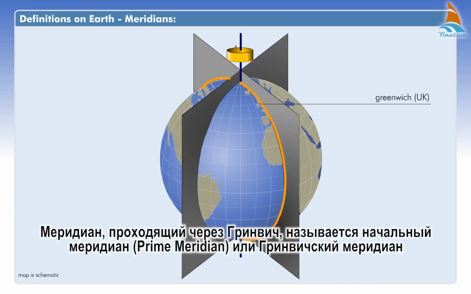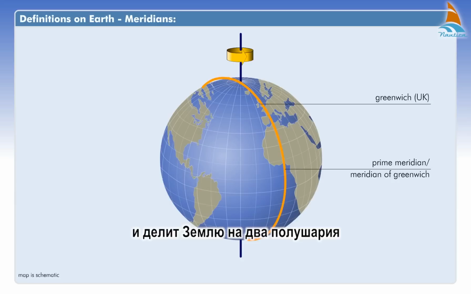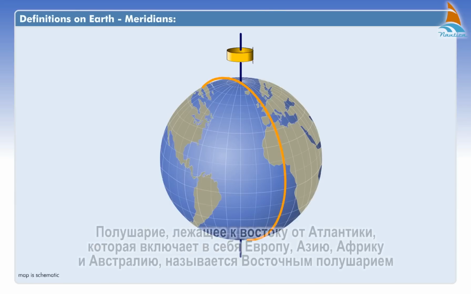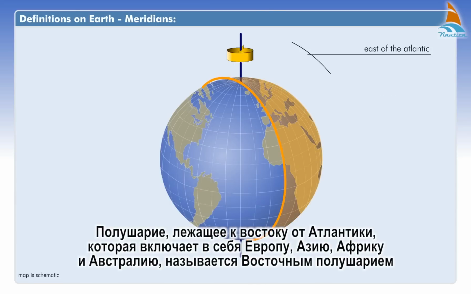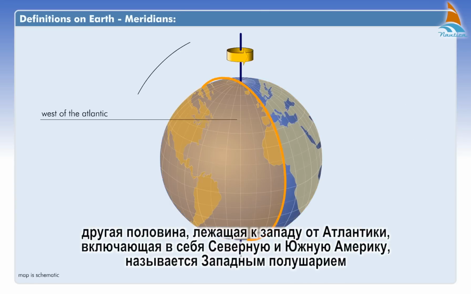The meridian that passes through Greenwich is called the prime meridian or Greenwich meridian, and this divides the Earth into 2 hemispheres. The hemisphere lying east of the Atlantic, that includes Europe, Asia, Africa, and Australia, is called the Eastern Hemisphere, and the other half lying west of the Atlantic, including North and South America, is called the Western Hemisphere.